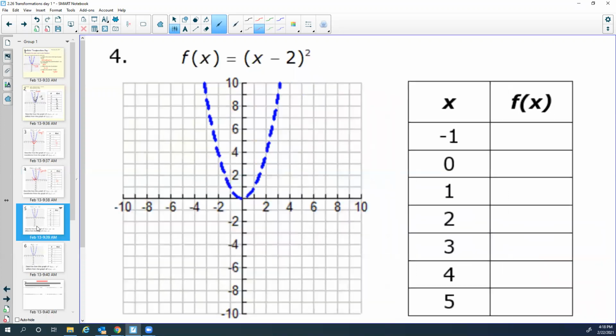All right, let's see another transformation that we literally just talked about: what happens when you subtract 2 inside the parentheses. That is an example of moving to the right 2. So this time, instead of 0, 0 for my vertex, I'm now going to be at 2, 0. And instead of 1, 1, I'm going to be at 3, 1. And instead of -1, +1, I'm going to be at 1, 1.